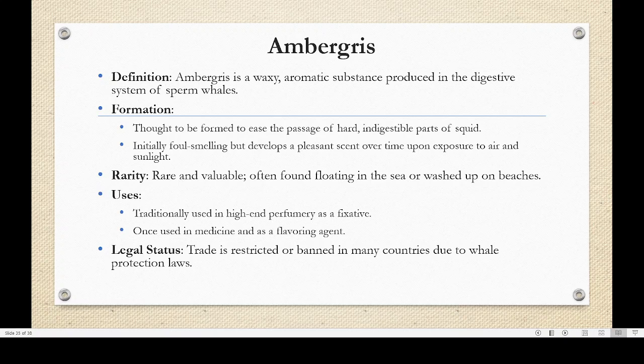See, this is the ambergris. See, this is how ambergris may appear. It may be washed up on the shore. See here, you can see that it looks almost like a stone. So this is how ambergris looks.